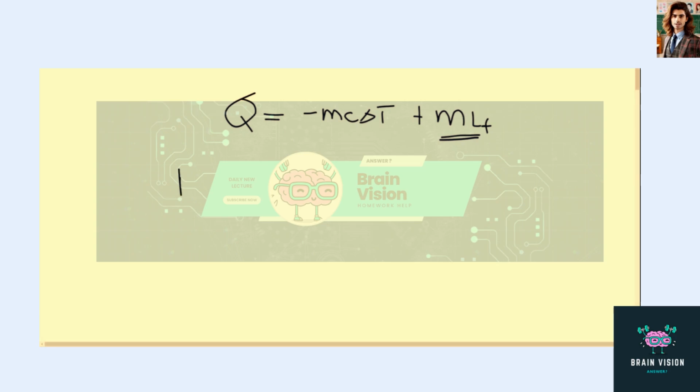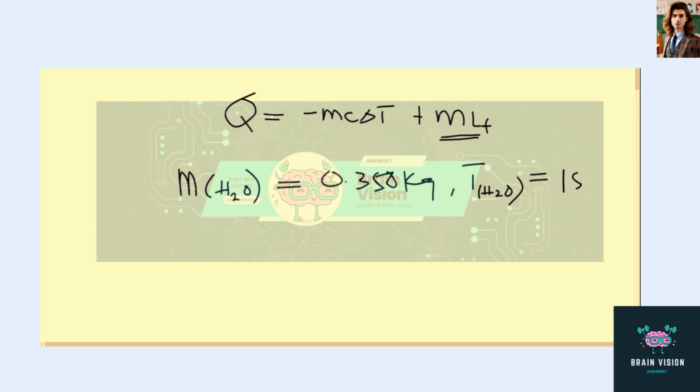All right. Now, what is the mass of water? The mass of water, M of H2O, standing for water, is equal to 0.350 kilograms. And the temperature of water is equal to 18 degrees Celsius. Now, the final temperature that we'll be looking at is 0 degrees Celsius, which is the freezing point. So using this equation, let's move on.